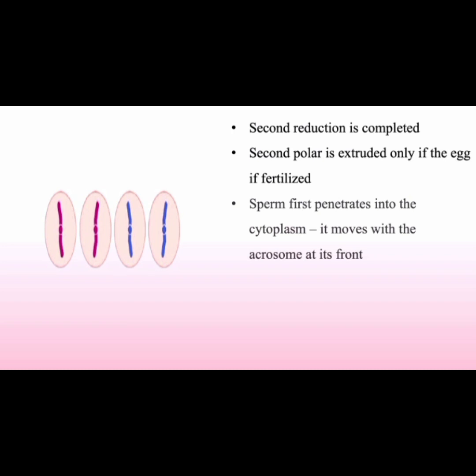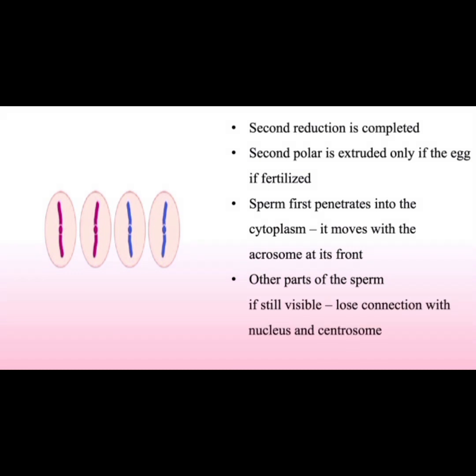When the spermatozoon first penetrates into the egg cytoplasm, it moves with the acrosome at its front. The other parts of the spermatozoon, if still discernible by this stage, lose connection with the nucleus or the centrosome. Both the nucleus and the centrosome change their appearance. The nucleus, which is now referred to as the male pronucleus, starts swelling, and the chromatin, which is very closely packed in the spermatozoon, becomes again finely granular.